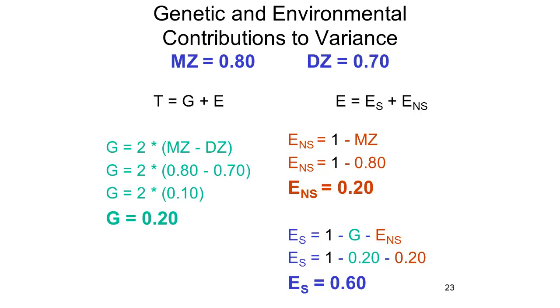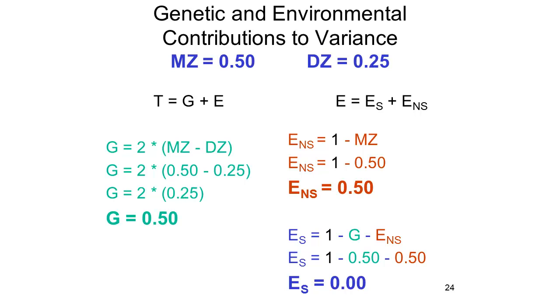Here's another one. Monozygotic correlation of 0.80, dizygotic correlation of 0.70. Double the difference, 20% of population variance is attributable to genetic variance. 1 minus the MZ correlation, 20% of the population variance is attributable to the non-shared environment. And what's left is 0.60. 60% of the population variance is attributable to the shared environment.